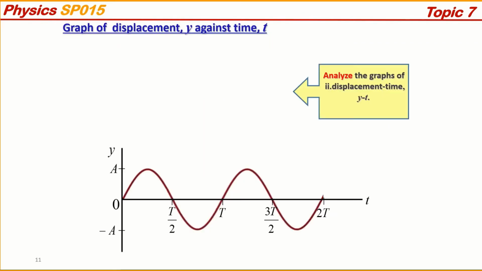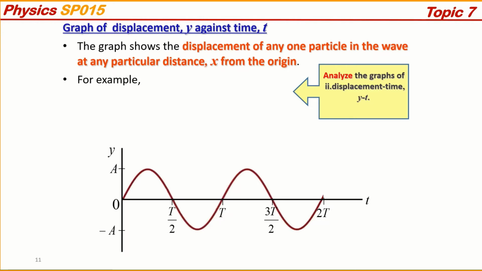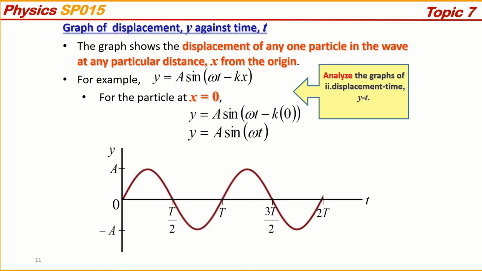Graph of displacement y against t. The graph shows the displacement of any one particle in the wave at any particular distance x from the origin. For example, if you have graph y equals A sine omega t minus kx, for the particle at x equals 0, substitute x equals 0 in the equation, so y equals A sine omega t. This is graph y equals A sine omega t. Included in learning outcome.